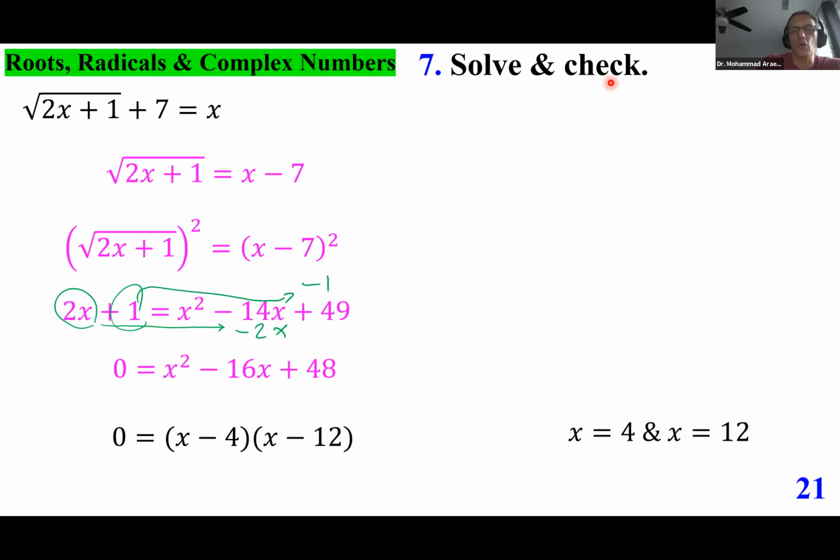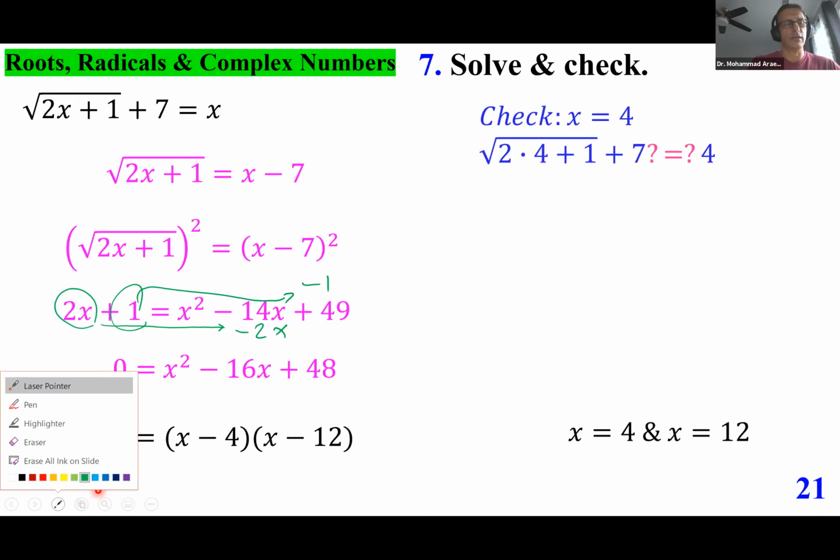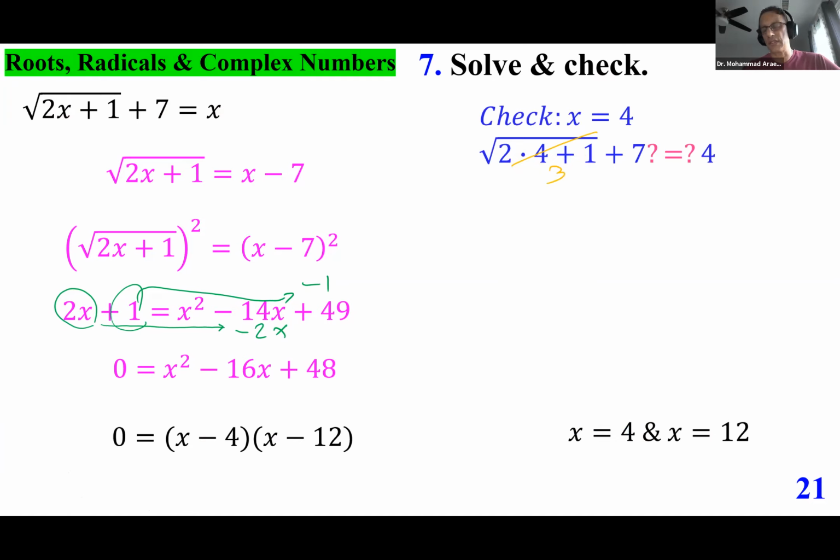Now, how do we check only with the original equation and nothing in between, because things could have happened in between? So plug in 4. And so what happens here? 2 times 4 is 8 plus 1 is 9. And therefore it comes out as 3 plus 7, 10 is 10 equals 4. No, therefore 4 is out. That's why you check. 4 didn't work.